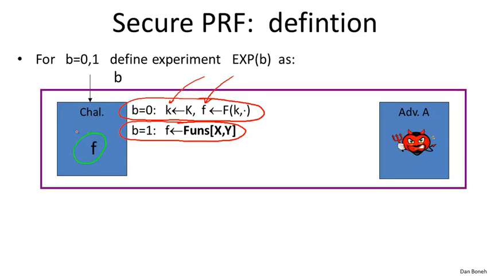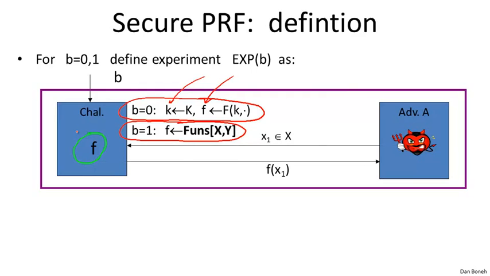Now the adversary gets to query this function little f. He gets to submit a query x1, and he obtains the value of f at the point x1. Then he gets to submit an x2, and he obtains the value of f at the point x2, and so on and so forth. He makes q queries, and so he learns the value of the function little f at those q points.